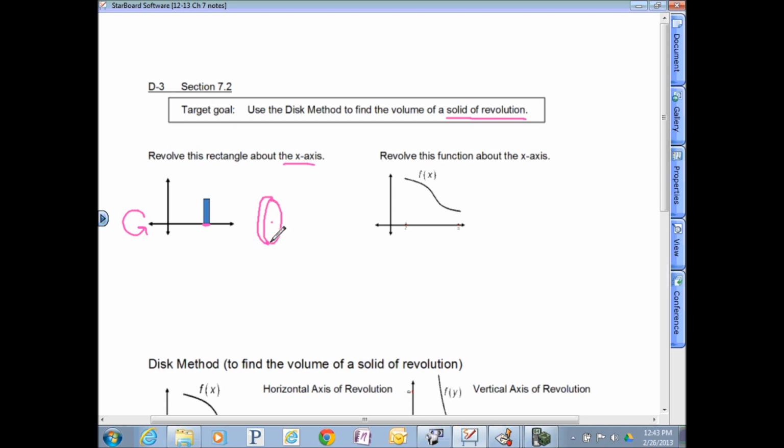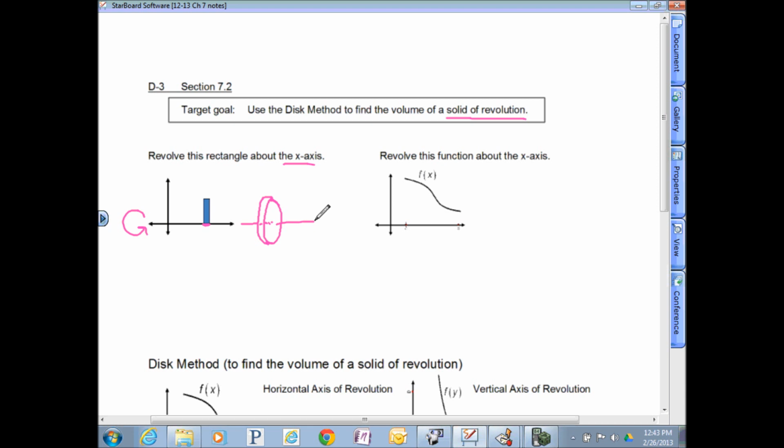And this three-dimensional shape, my apologies for not being a very good artist, but when you've got this x-axis running through here and you revolve that, you make this, they call it a disk. I prefer to think of it like a quarter or something like that.